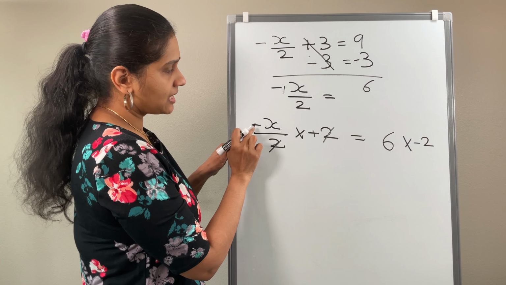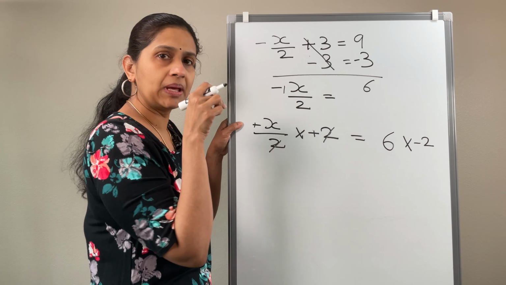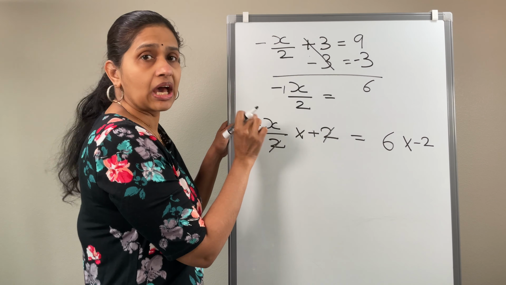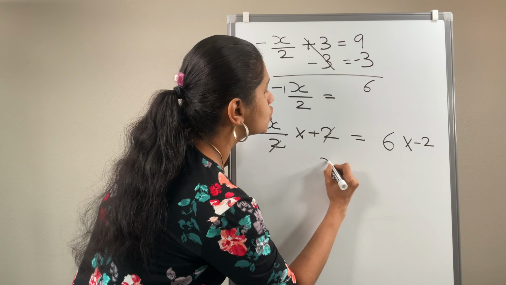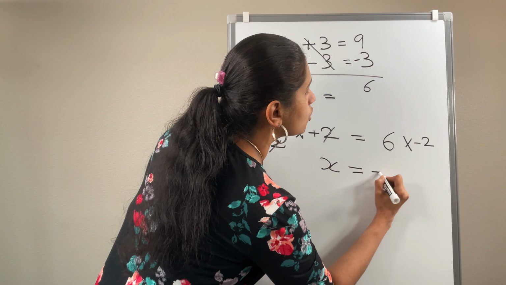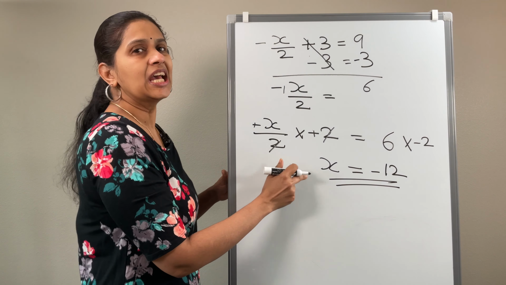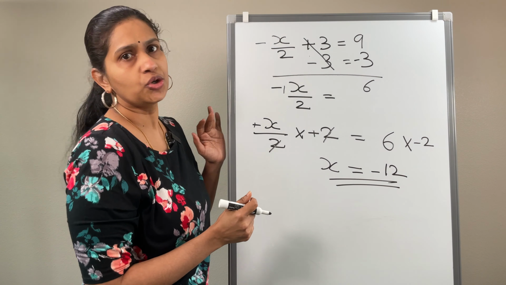So now what is left here? 2 and 2 got cut, the negative times negative became positive, and now we are left with the variable x alone. So, x is equal to 6 times negative 2, that is going to be equal to negative 12. Now, the value of the variable x is equal to negative 12.